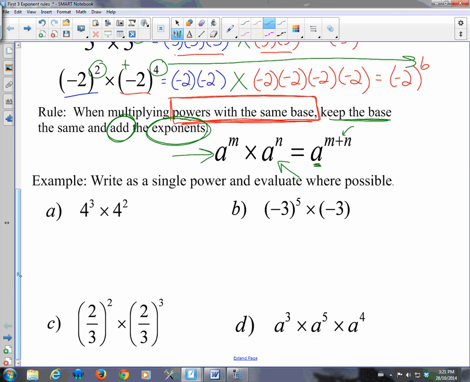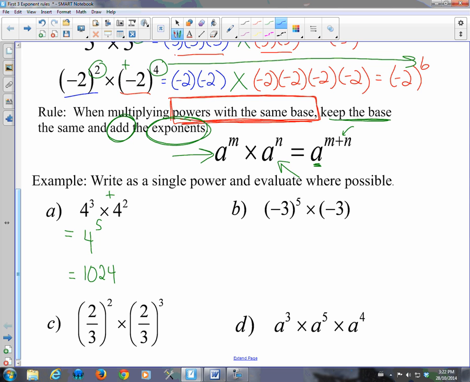For example, write the following as a single power and evaluate where possible. So if I have 4 to the exponent 3 times 4 to the exponent 2, keep the same base, and I add my 2 exponents together. So I have 4 to the exponent 5. And then I get out my calculator, and I evaluate 4 to the exponent 5. 4 to the exponent 5 is 1,024.